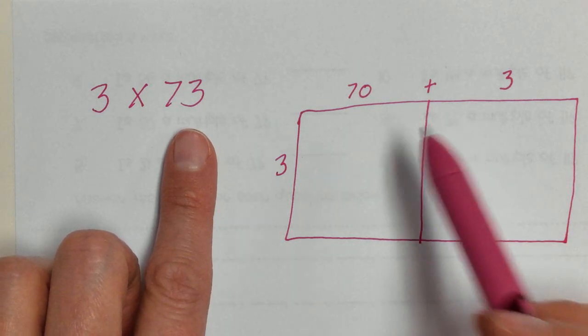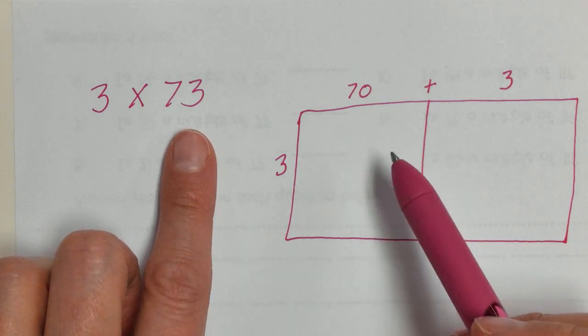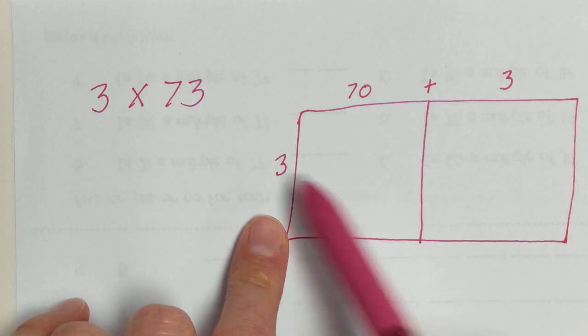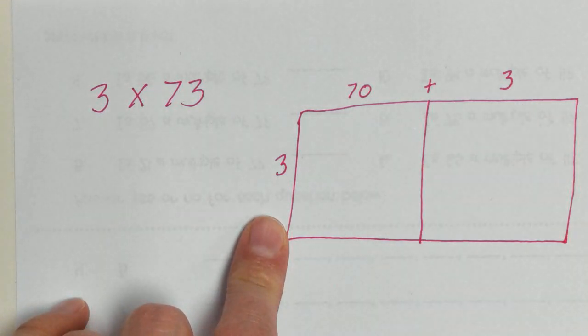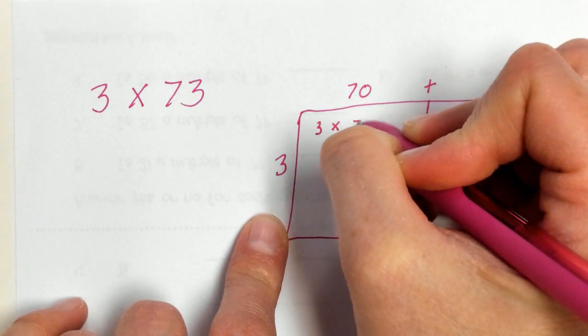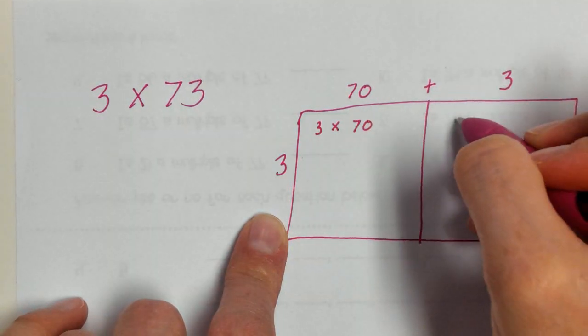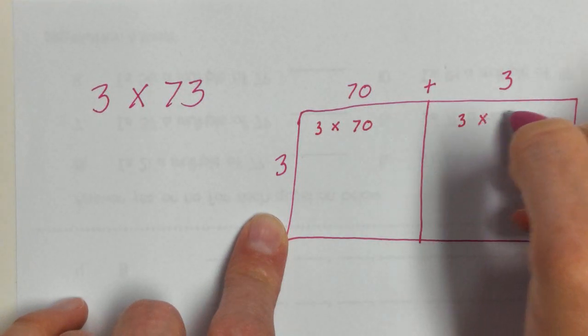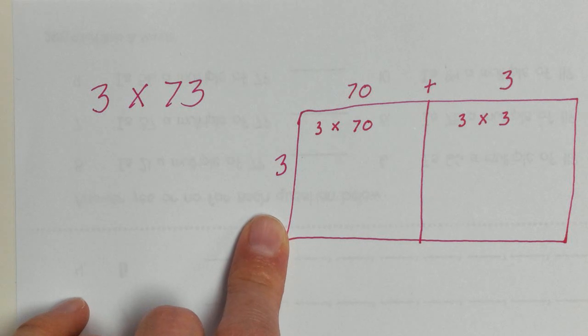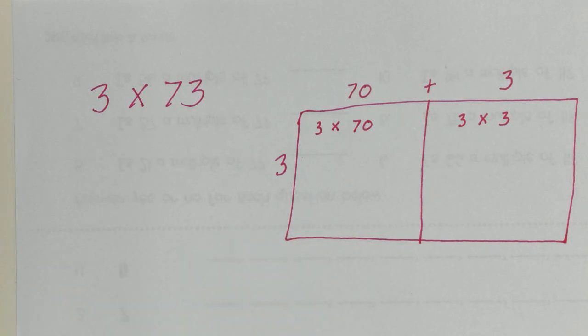All right, what is my next step if I'm multiplying? So I've drawn my box, I've written my numbers in expanded form. What's the next step? I'm going to multiply the parts. So I'm going to multiply 3 times 70, and I'm going to multiply 3 times 3. Okay, thumbs up if we're still good.